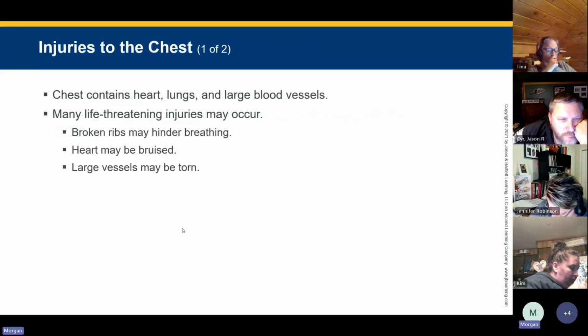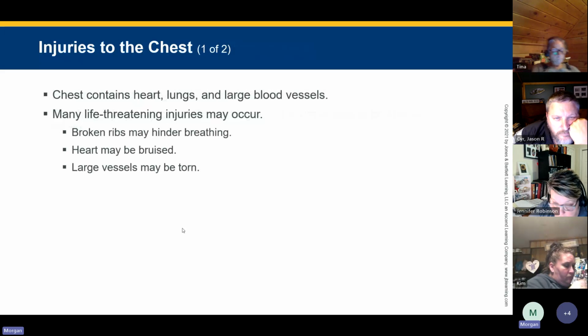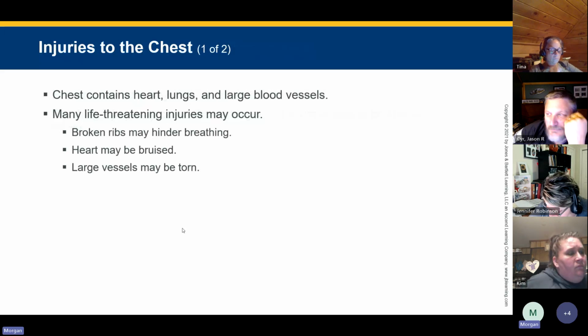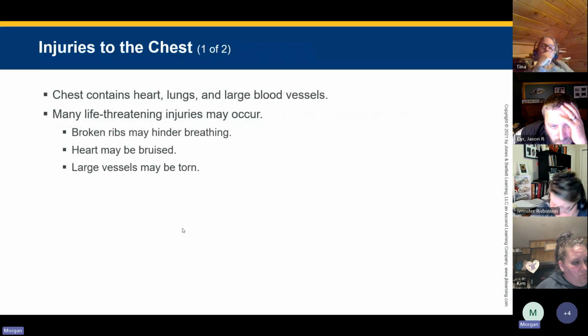Injuries to the chest. The chest contains vital organs like the heart, large blood vessels, and lungs. Life-threatening injuries may include broken ribs, pneumothoraxes, cardiac contusions, and pulmonary contusions. If there's a high speed impact, the aorta is held up by a ligament, and if the speed is great enough, the aorta will tear and they'll bleed out right there.